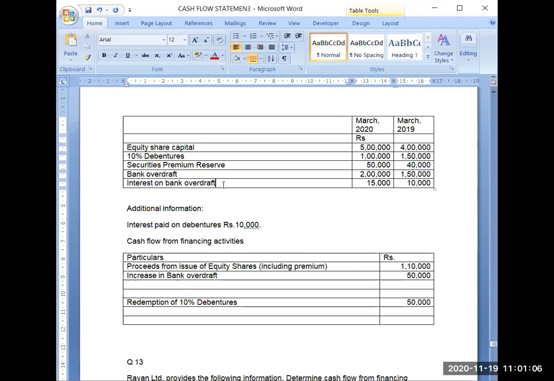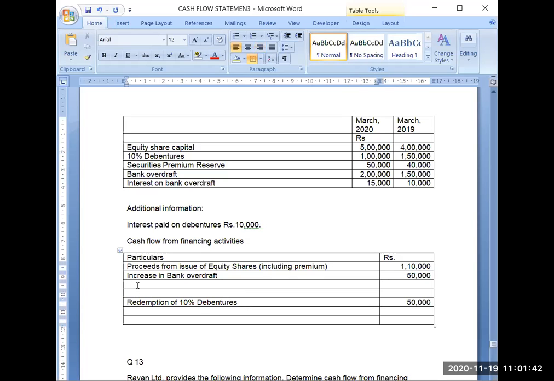Then interest on bank overdraft. Now, interest on bank overdraft is not an asset or liability. Opening and closing balances have been given: last year you paid 10,000 as interest and this year you have paid 15,000 as interest. This is a nominal account. Remember the nature of the account also. So we will not take the difference between the two, because their balances are not carried forward in the balance sheet. This year you have paid 15,000 as interest, so 15,000 is your outflow.